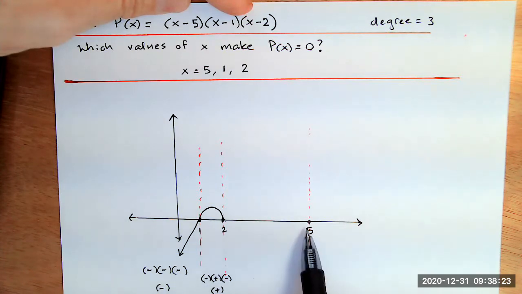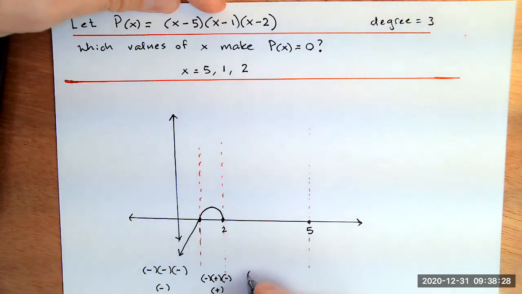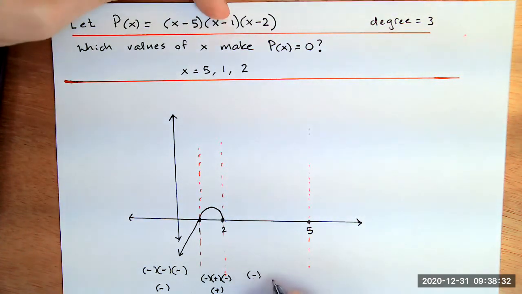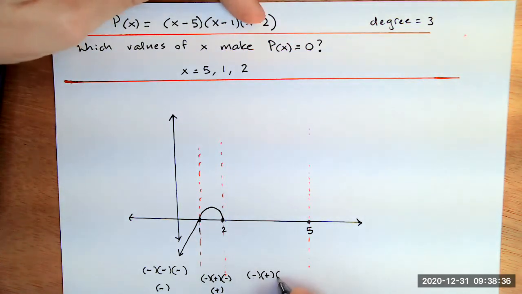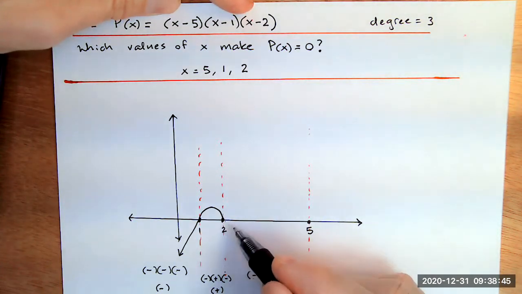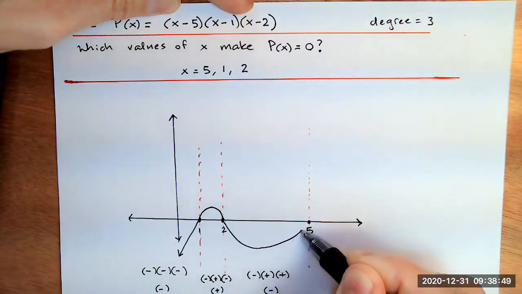Between 2 and 5, let's pick any number like 3. If I put 3 in here, it'll be negative. Put 3 in here, it'll be positive. Put 3 in here, it'll be positive. A negative times a positive is going to be negative. So the graph is going to be negative between 2 and 5.